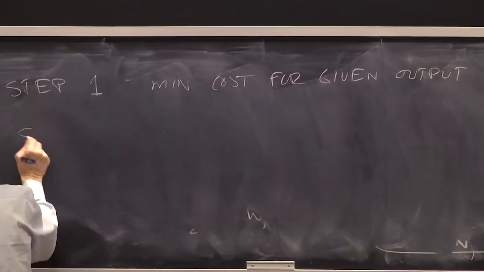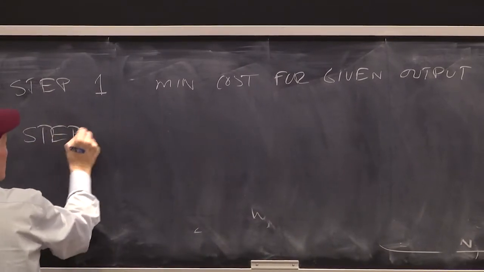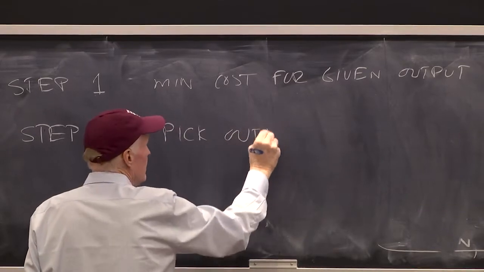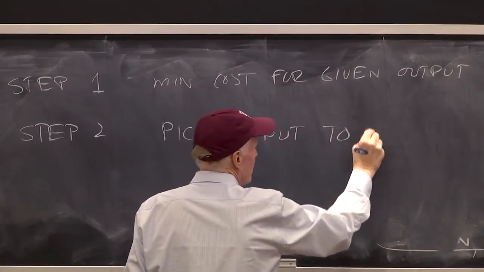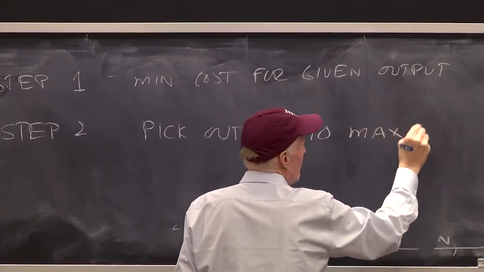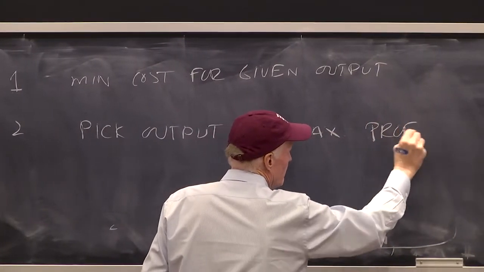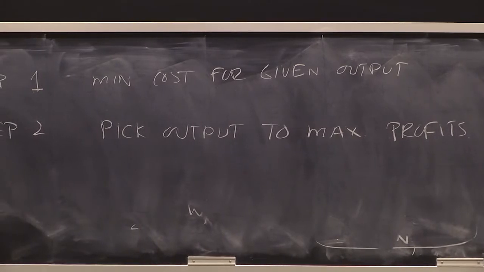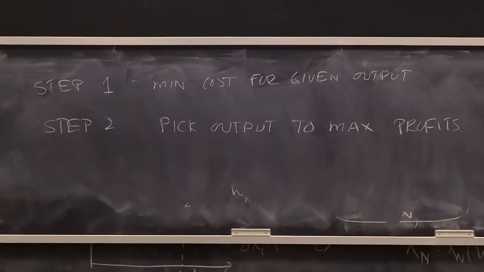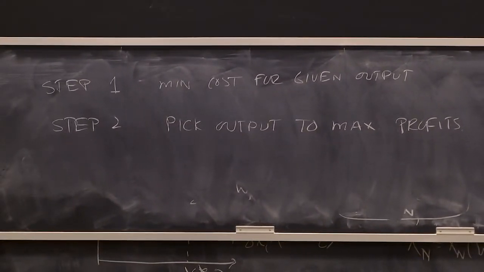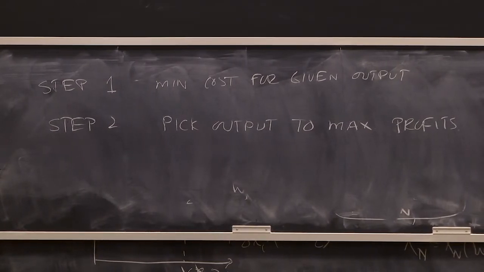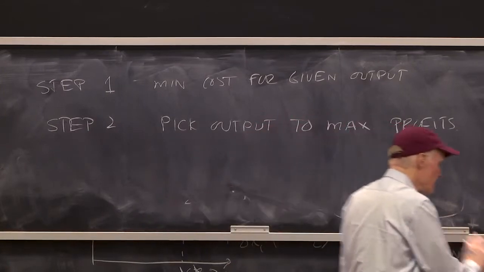And step two is to pick the output to maximize profits. Okay, everybody understand that? So that's going to be our process. First, we're going to minimize cost for a given output, and then we're going to choose the level of output to maximize profits. Okay? How do we do that?